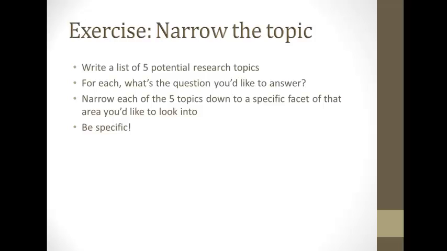So for each of the 5 topics, what's the question you'd like to answer? What specific part of that idea do you want to focus on? And what do you want to focus on getting an answer for? So you're going to narrow down each of the 5 topics to a specific facet of the area that you'd like to look into. And again, as I keep emphasizing, be as specific as possible. So if you want, take a second, pause the video, and write down your 5 ideas. It might help to get you started in the brainstorming process.